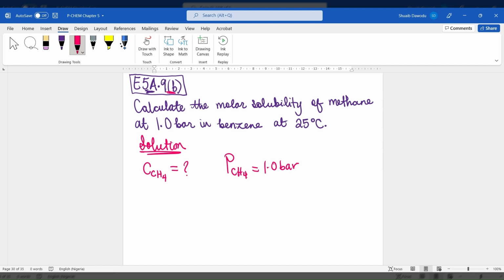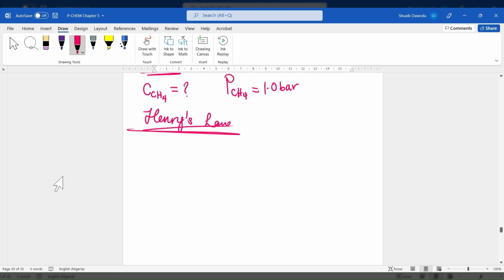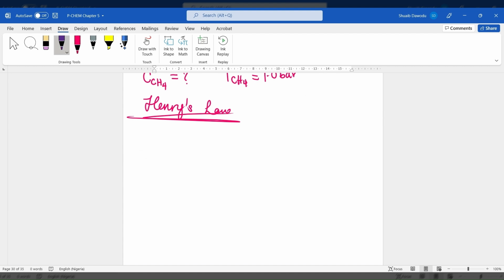This question just requires us to use something called Henry's law. Henry's law is very, very important whenever you're dealing with mixtures that involve gases dissolved in liquid. There are two versions of Henry's law, and I'm going to tell you both. One is from the textbook, and the other is from an online resource. Then we're going to look at both laws critically to determine which law you're actually supposed to use in this question.